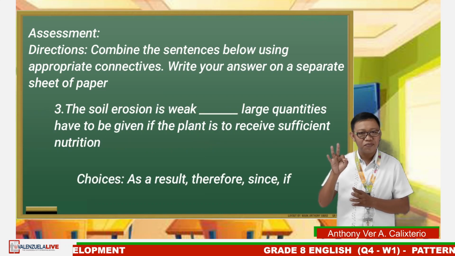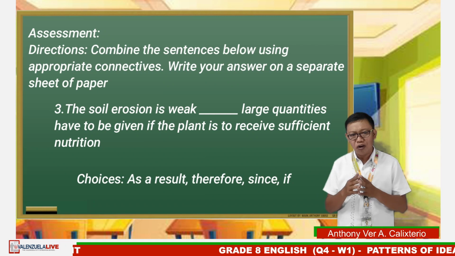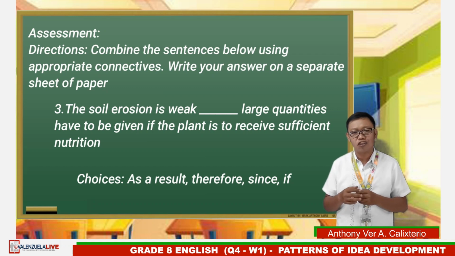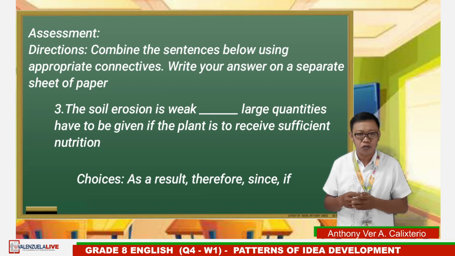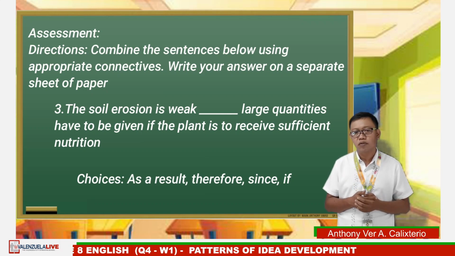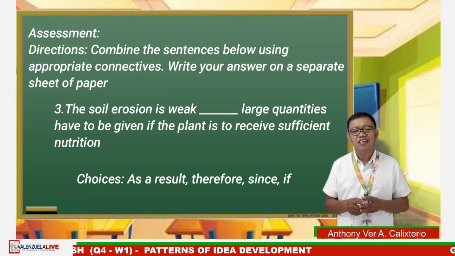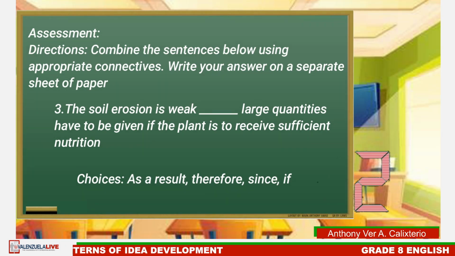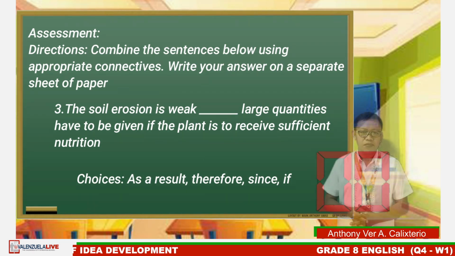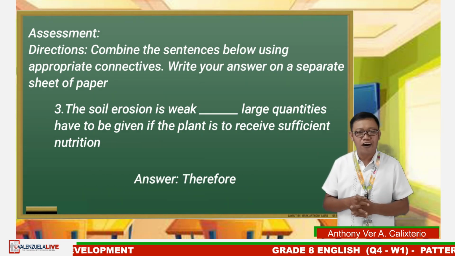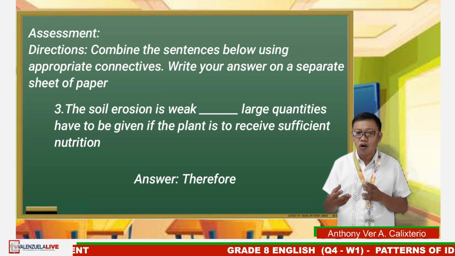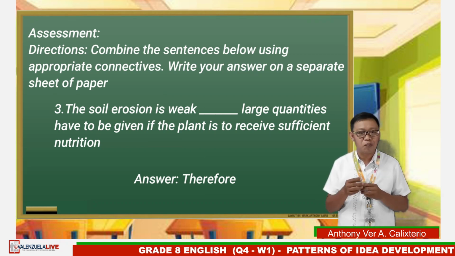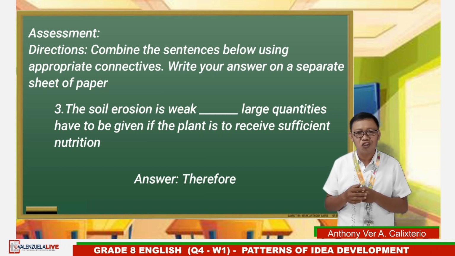Number 3. The soil erosion is weak. Blank. Large quantities have to be given if the plant is to receive sufficient nutrition. Choices are as a result, therefore, since, or if. The answer is therefore. Okay, I will read. The soil erosion is weak. Therefore, large quantities have to be given if the plant is to receive sufficient nutrition.